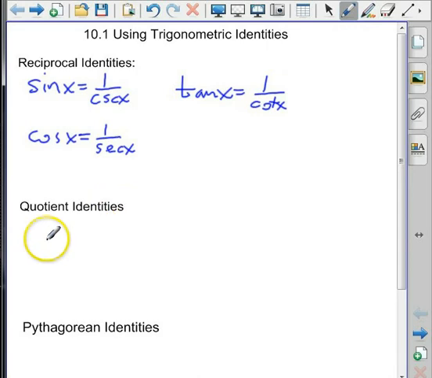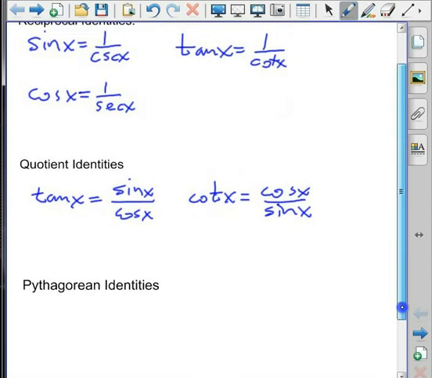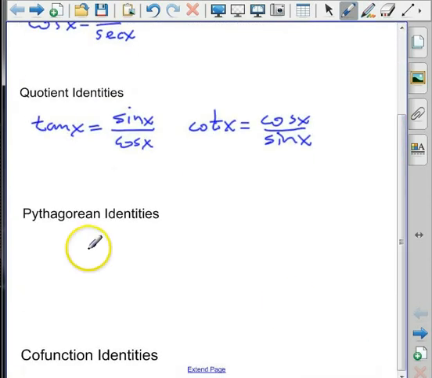Quotient identities. There are two of these. The tangent of x can be rewritten as the sine of x over the cosine of x. And the cotangent of x is the same thing as the cosine of x over the sine of x. The advantage of that is that we can rewrite tangent and cotangent completely in terms of sine and cosine. Okay, we've got just a couple more categories.